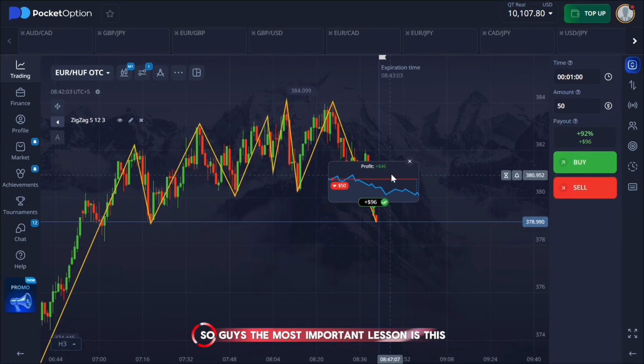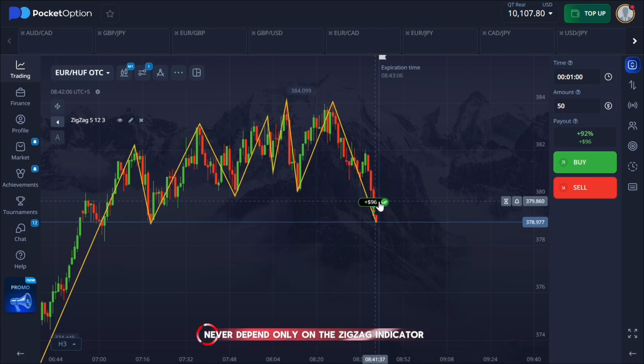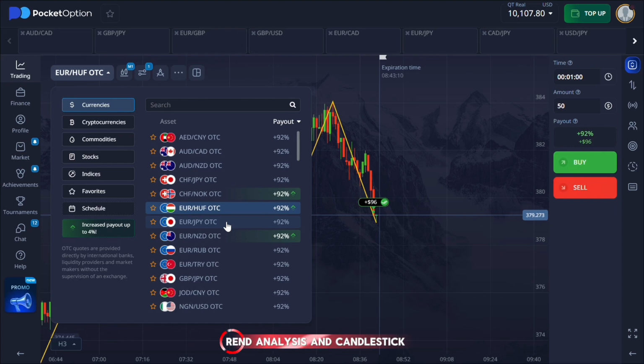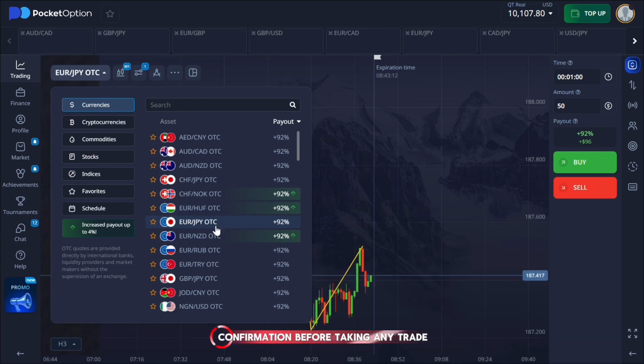So guys, the most important lesson is this. Never depend only on the zigzag indicator. Always combine it with market structure, trend analysis, and candlestick confirmation before taking any trade.